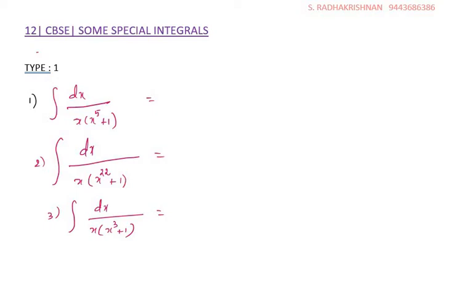Integral dx by x into x power 5 plus 1. This is nothing but, the answer will be 1 by 5 into log of x power 5 by x power 5 plus 1. This is the answer, plus c. Can you understand? 1 by 5 log of x power 5 by x power 5 plus 1 plus c.